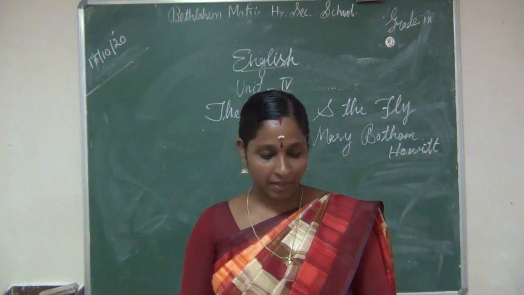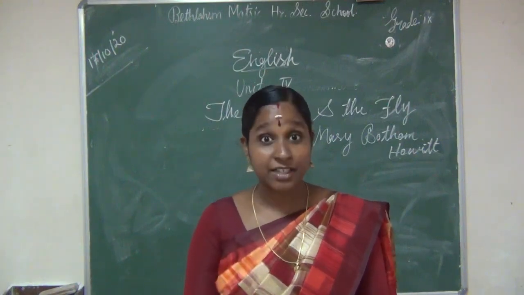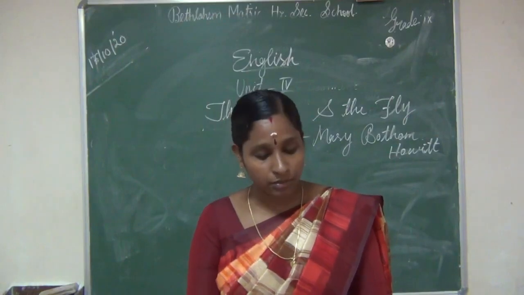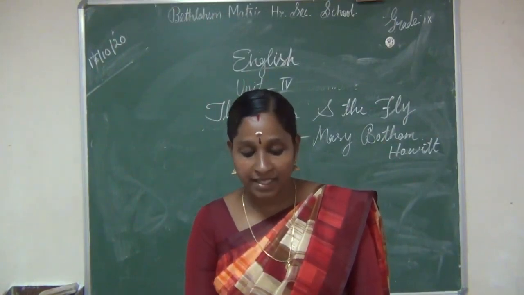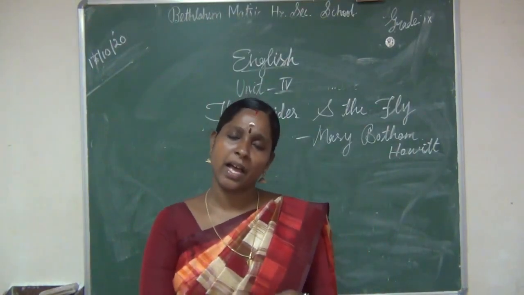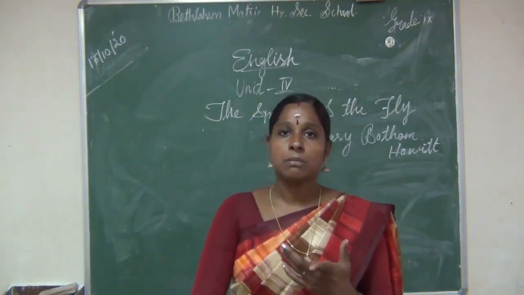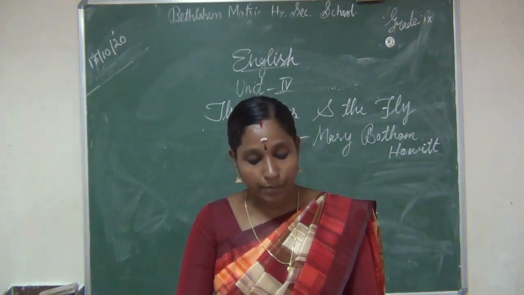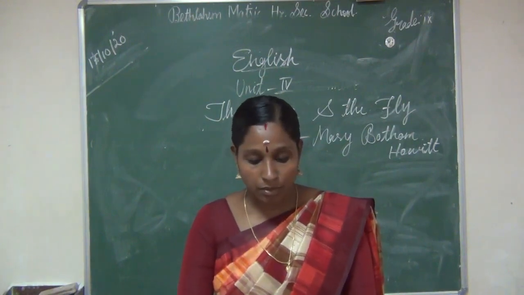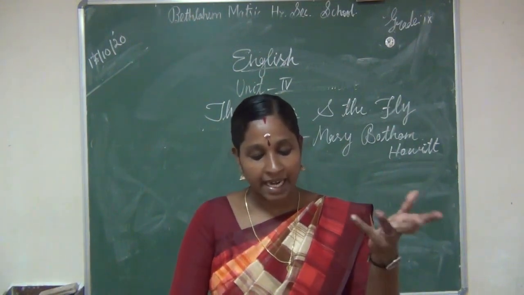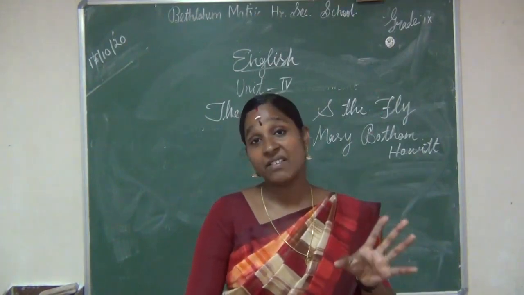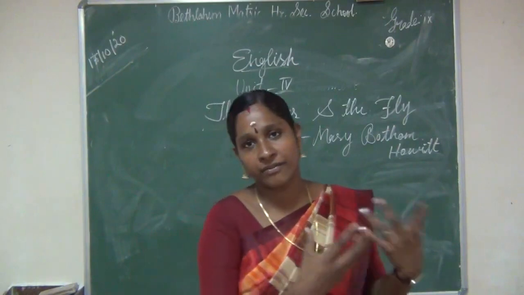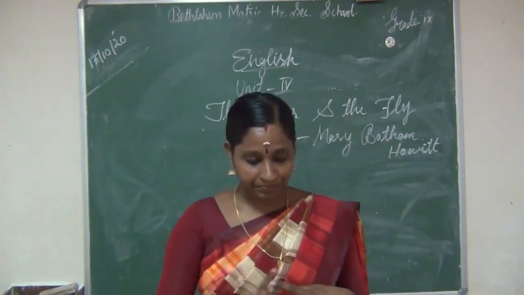Said the cunning spider to the fly, "Dear friend, what should I do to prove the warm affection I have always felt for you?" I have a lot of love for you, but how could I prove that? "I have within my pantry good store of all that's nice." See, then I have a pantry, it's a kind of room, a lot of edible things are there.